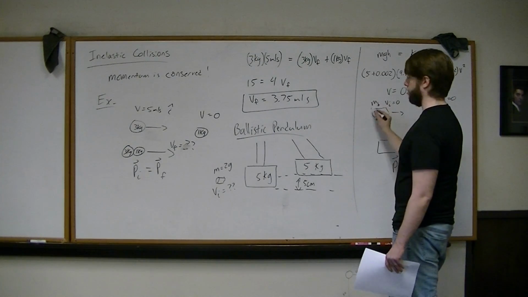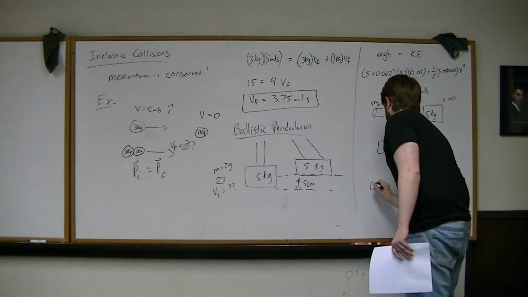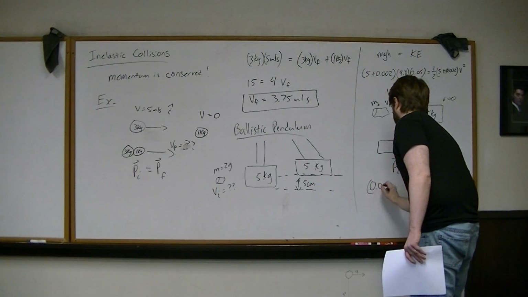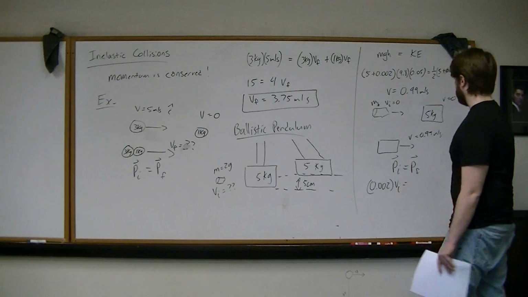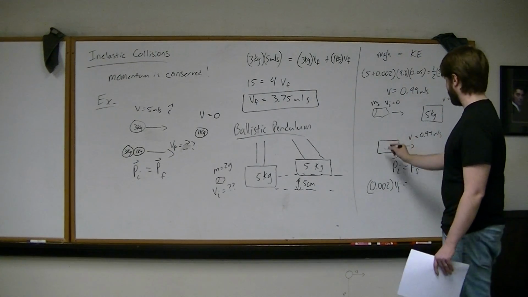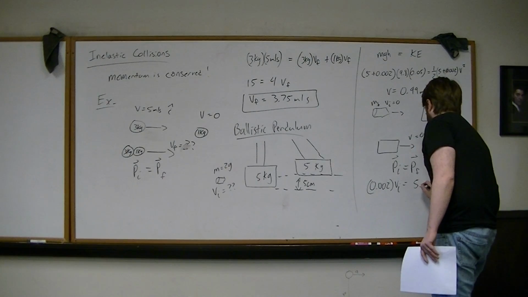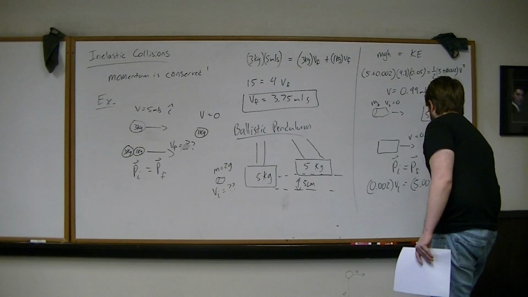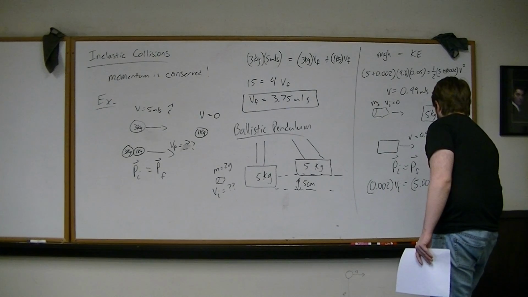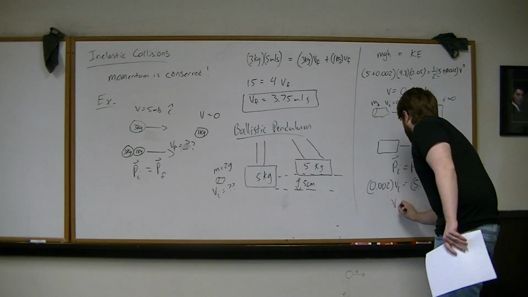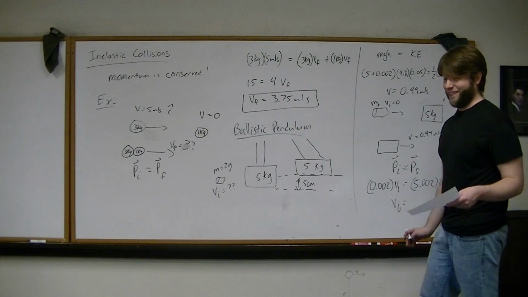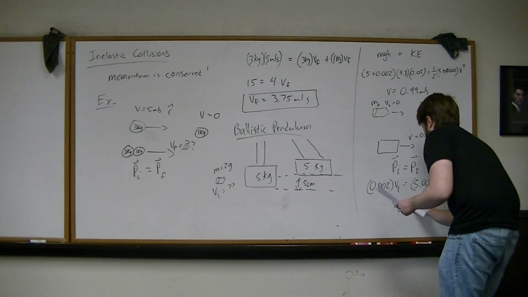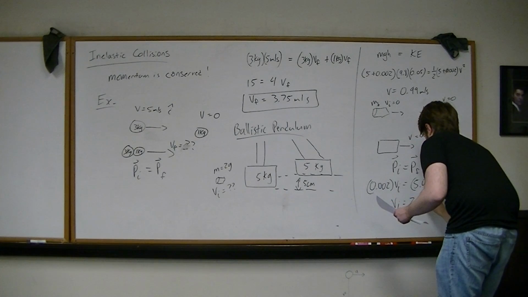The initial momentum, the bullet is the only thing that's moving, so 0.002 kilograms multiplied by the initial velocity of the bullet is equal to the final momentum of the bullet and the block together, which was 5.002 kilograms multiplied by 0.99 meters per second. And so I get that the initial velocity of the bullet is a little ridiculous, but it's 2,475.99 meters per second.